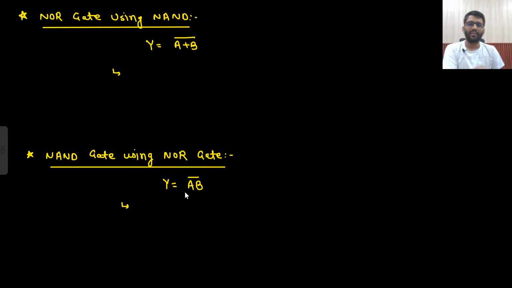Okay. Now let's implement the NOR gate and NAND gate using each other, like NOR gate using NAND gate and NAND gate using NOR gate. Very simple, right? What do I need to implement? (A + B) bar. This I need to implement. (A + B) bar, NOR gate using NAND gate. Using NAND gate, right? If I need to implement, let's do it again.